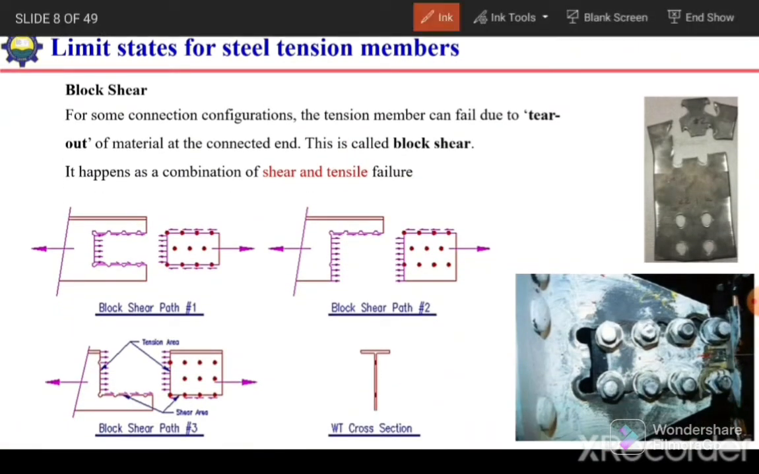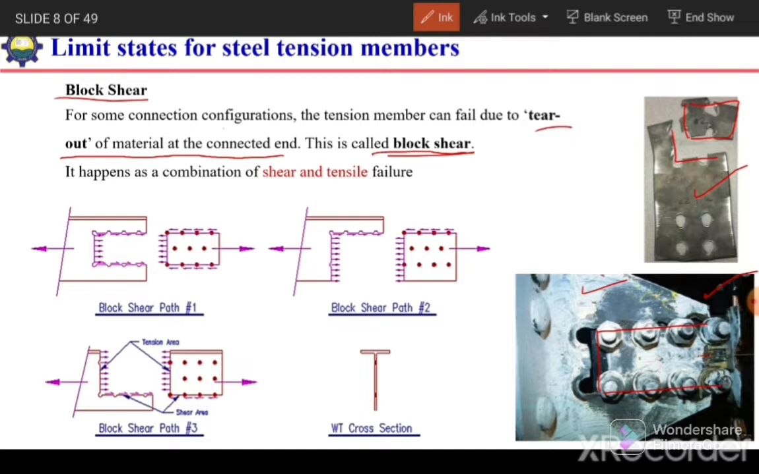Okay, next limit state is block shear failure. For some connections or some connection configurations, the tension member can fail due to tear out of material at the connected end. If we see the figure over here, this much material has been torn out of this plate. Similarly in this figure, this much material has been torn out. So this is called block shear.